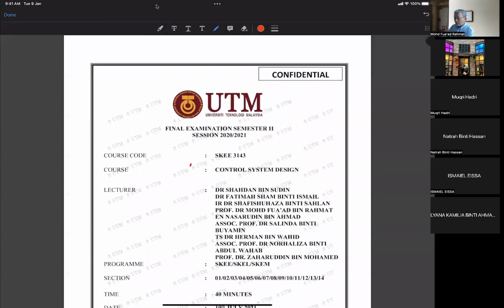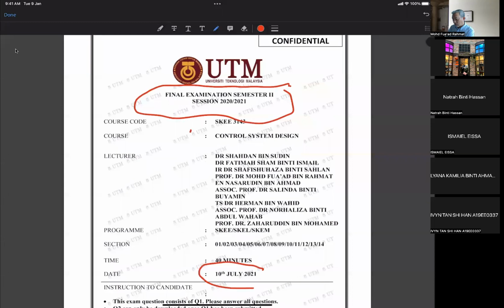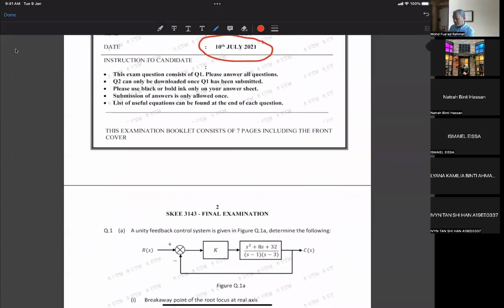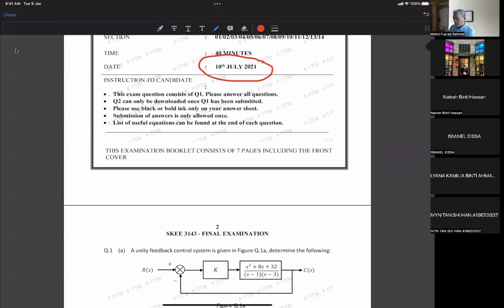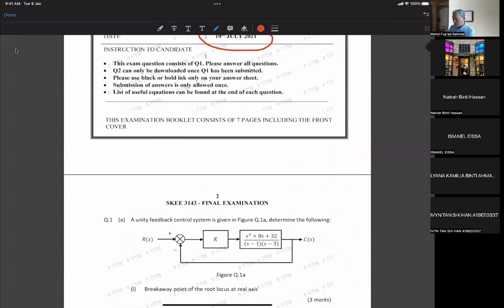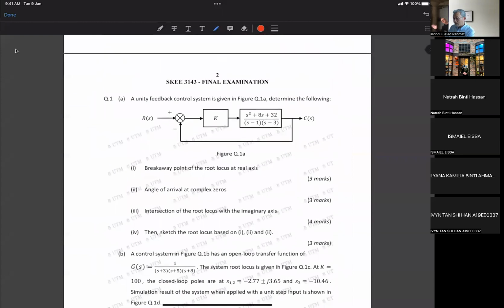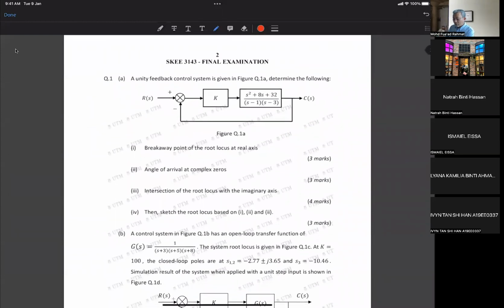Okay, we are doing revisions of last year's exam questions, the 10th of July, 2021. Your final exam will be on the 12th of July, 2022. So we go for question 1, answer all questions. Four questions, answer all. We try to finish 1 and 2 by today.